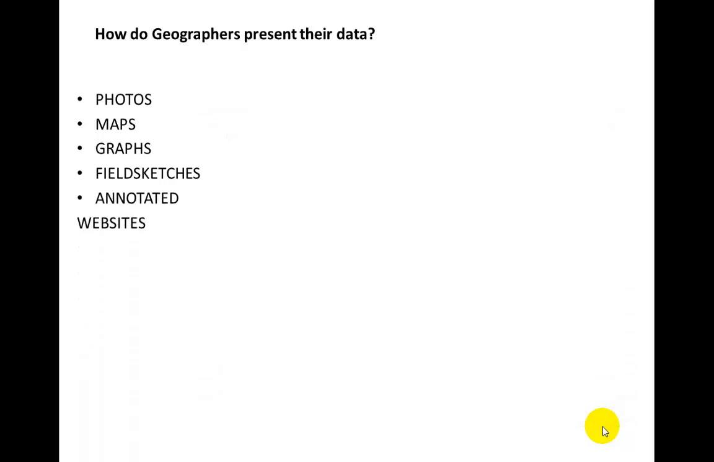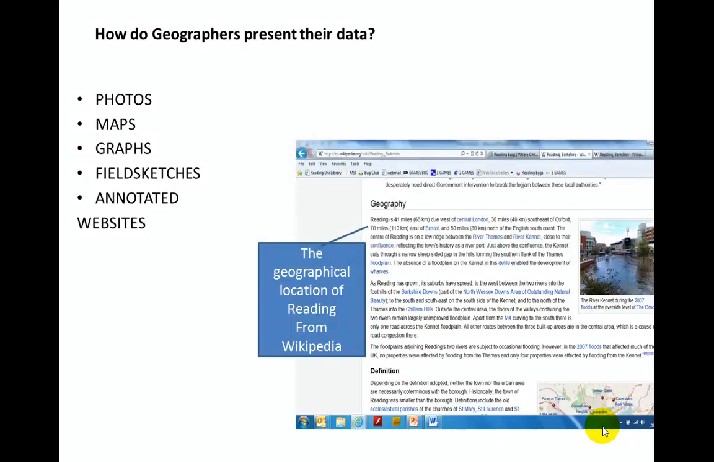Geographers can annotate websites when presenting their secondary data. This is a very simple example where the location of Reading is shown simply by annotating the Wikipedia website about Reading.